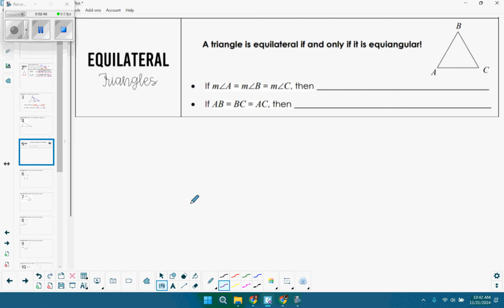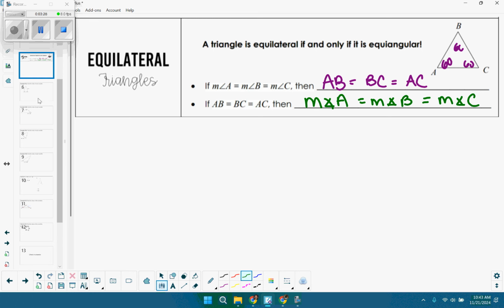For an equilateral triangle, it's equilateral if and only if it's equiangular. So the two will go hand in hand. If I know that the measure of angle A equals the measure of angle B equals the measure of angle C, which happens to all be 60, then we would know that AB is equal to BC is equal to AC. All three sides would be equal. And the reverse is true. If I started out knowing all three sides were equal, then I would know that all three angles were equal. So measure of angle A would equal measure of angle B, which would equal the measure of angle C.